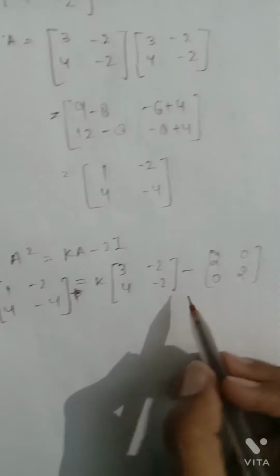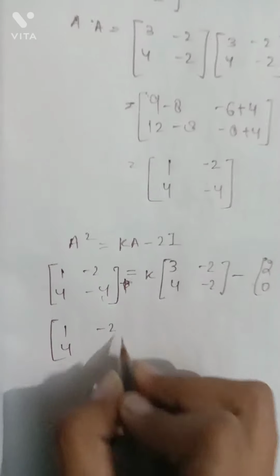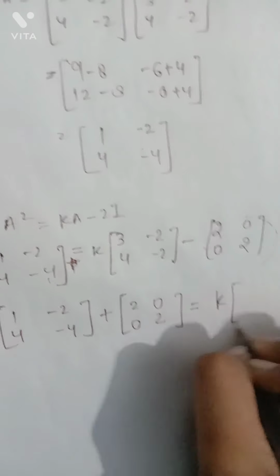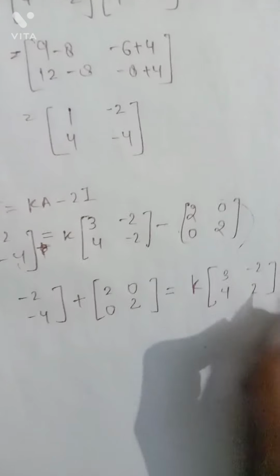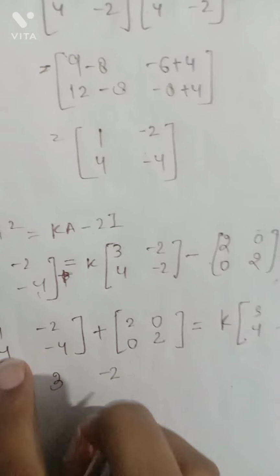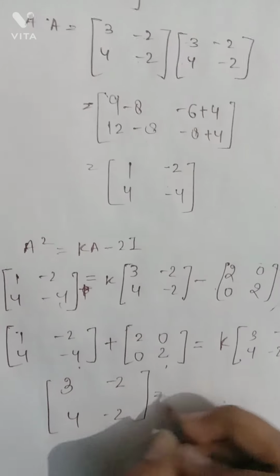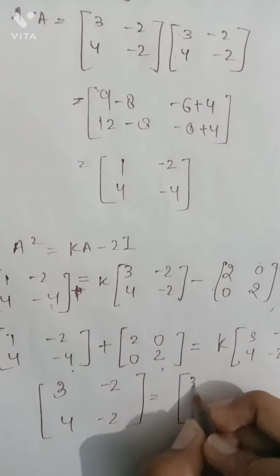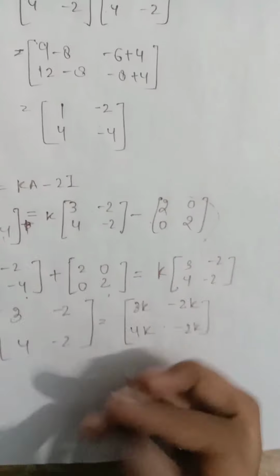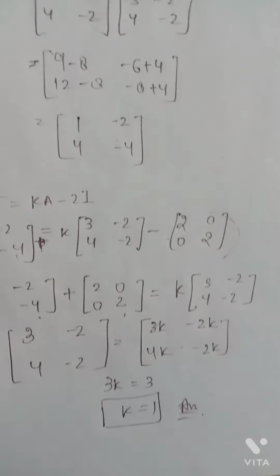So if we take this identity matrix to the left hand side, we will get 1, 4, minus 2, minus 4, plus 2 0 0 2. We will get, now 2 plus 1 is 3, minus 2 plus 0 is minus 2, 4 plus 0 is 4, and minus 4 plus 2 is minus 2, which is equal to 3k, minus 2k, 4k, and minus 2k. So from this we will calculate 3k is equal to 3, so k is equal to 1. Hence the answer is k equals 1.